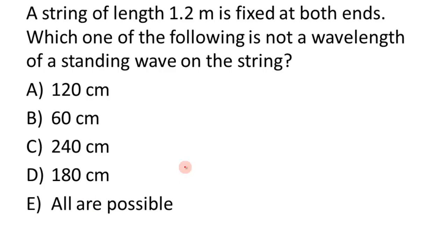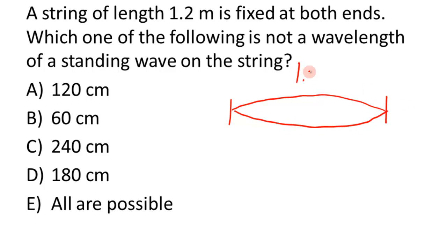Here's another one that we did in class. We've got a string of length 1.2. It's fixed at both ends. Which one is not a wavelength of a standing wave on the string? So if we've got this, and this thing is 1.2 meters here, I'm just going to draw a few of these. This first one, if this is 1.2 meters, the wavelength of this thing is 2.4 meters, or 240 centimeters. So this would be a 240 centimeter one.